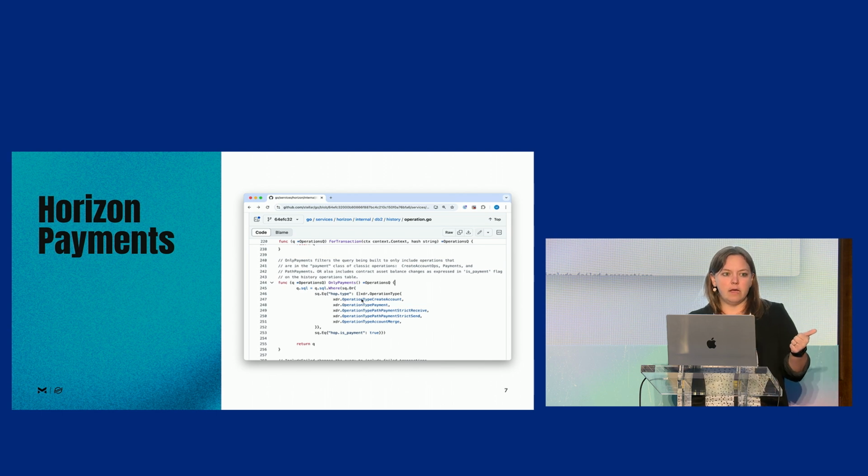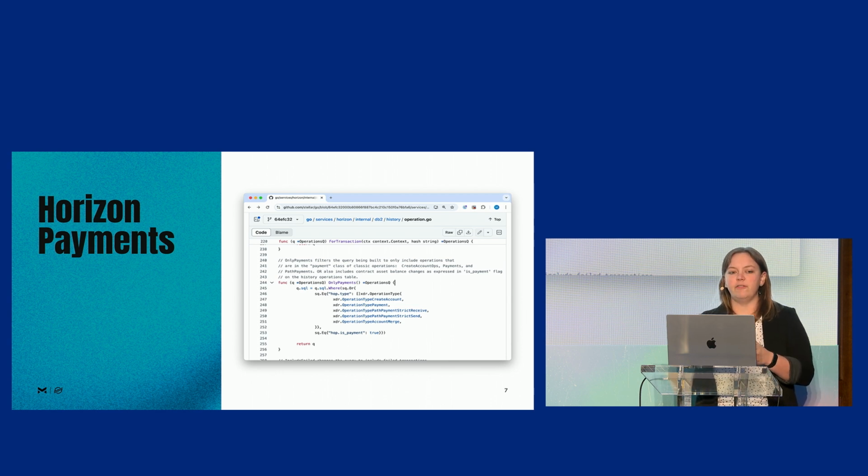If you create an account, that moves money. If you merge accounts, that moves money. If you do a path payment strict send or receive, that moves money, right? This one at the bottom, ignore it for now, but it's for the invoke host function operation, which is Soroban. So not all Soroban operations are payments. Some of them are not. So that's why we have this new little fun one at the bottom that can't be derived by operation type.